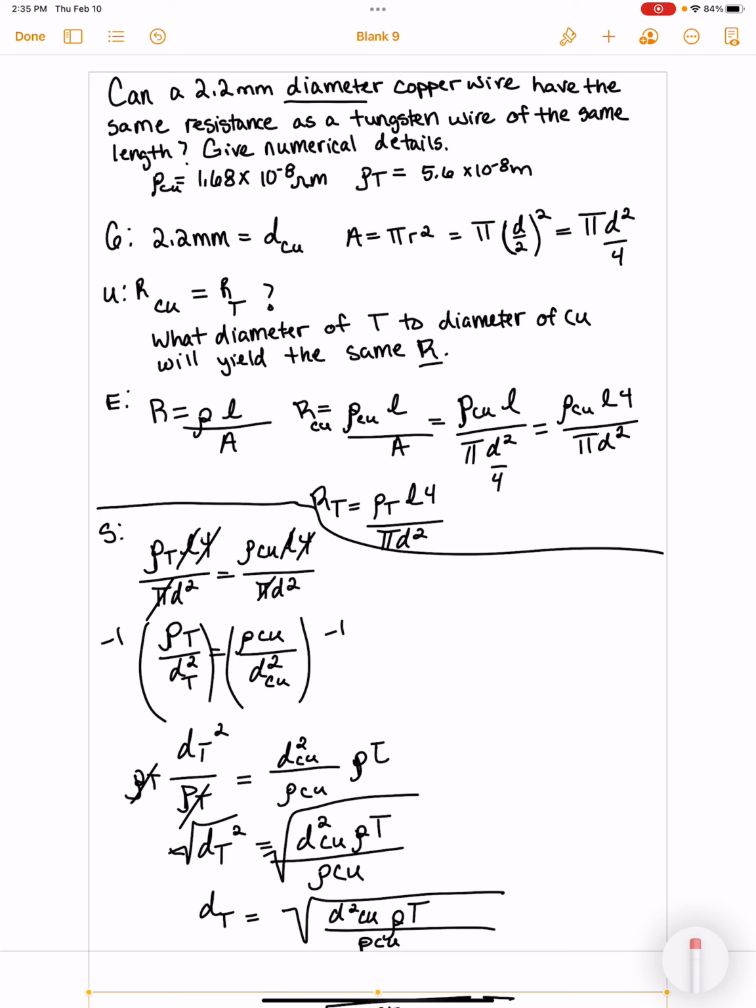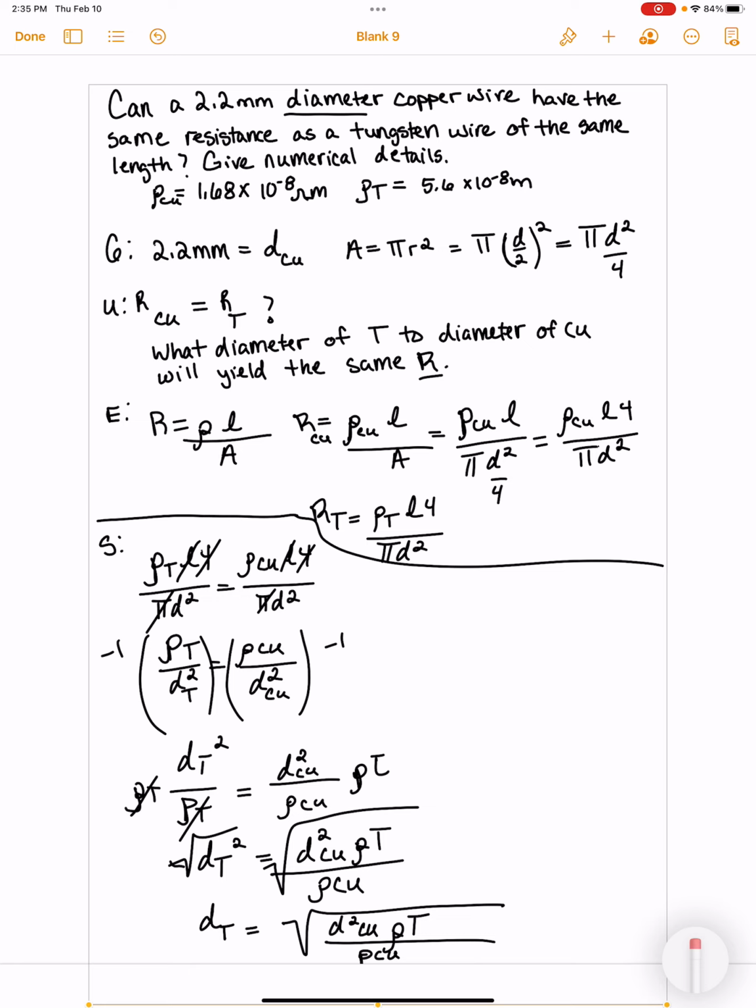So in this question, we're asked, can a 2.2 millimeter diameter copper wire have the same resistance as a tungsten wire of the same length?